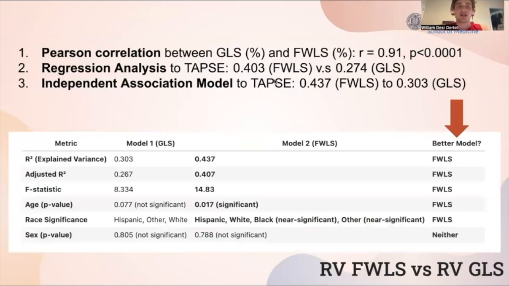And we see this on this slide, more correlation and regression independent association models, and it's just comparing everything side by side, really showing that FWLS is a more effective model.